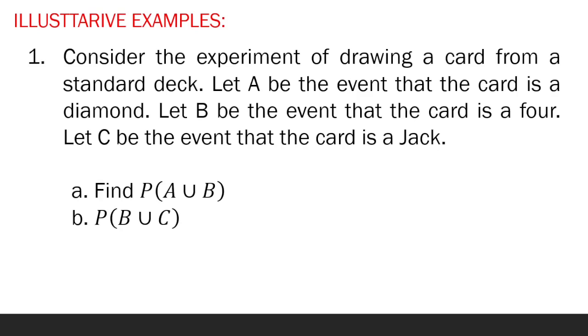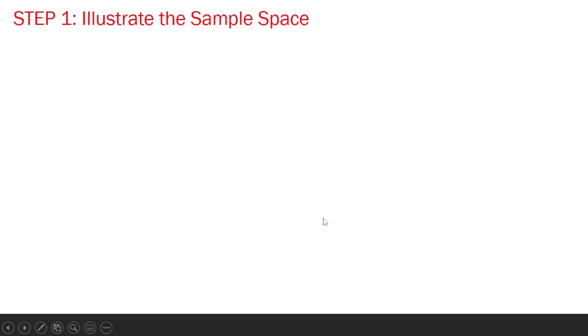For letter A, we have to find the probability of getting a card that is a diamond or a 4 or both. Letter B, we have to find the probability of getting a card which is a 4 or a jack or both. So before answering this, let's first have the first step, which is illustrating the total sample space.